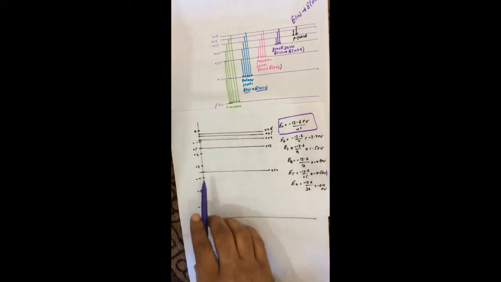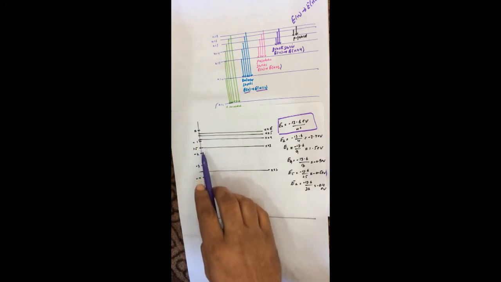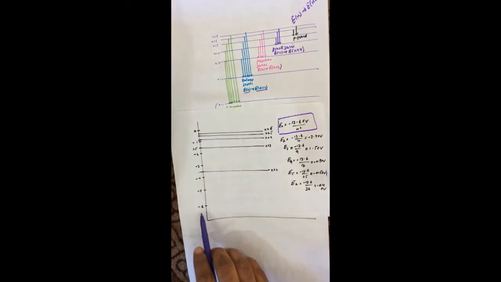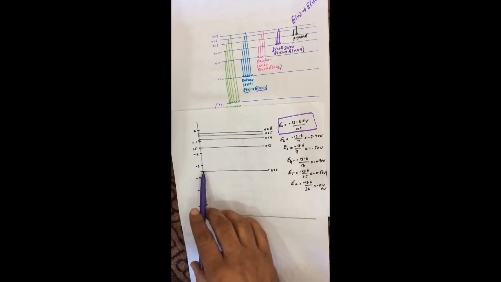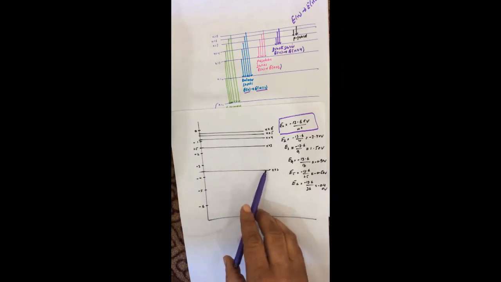And this minus 3.4 electron volt, I started from 0. Here we have 1, 2, 3, 4, 5, 6 in the negative direction. So this minus 3.4 appears somewhere here. So this is the energy level for n is equal to 2.